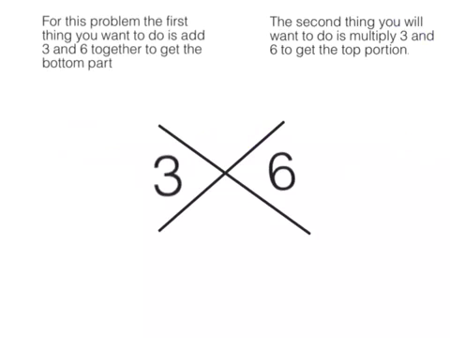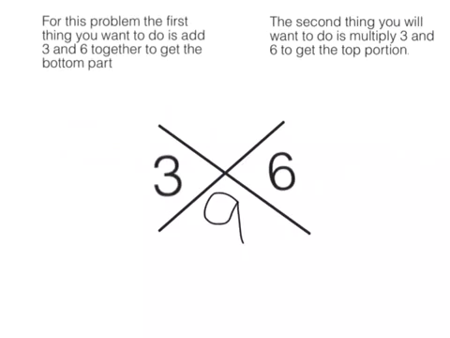Hello, today we're going to be learning how to solve diamond problems. For this first problem, you are going to want to add the 3 and the 6 together to get your answer for the bottom part. So, we are going to add 3 and 6, and you are going to get 9.